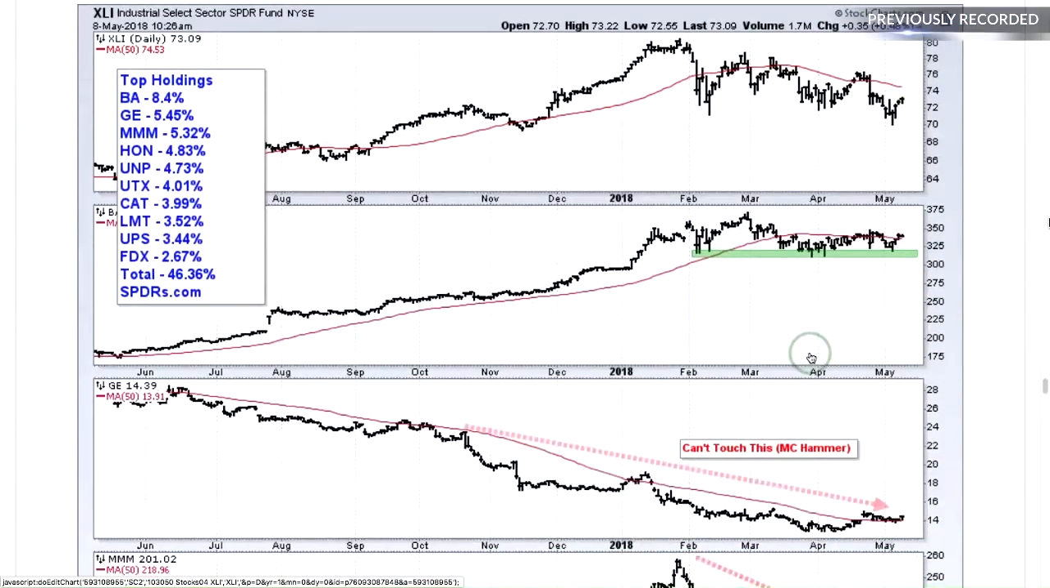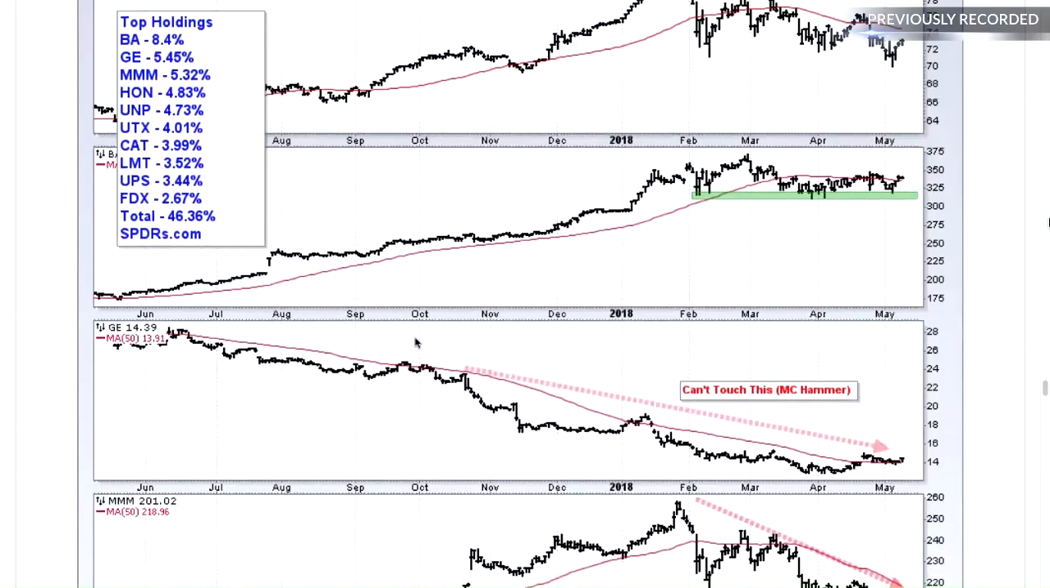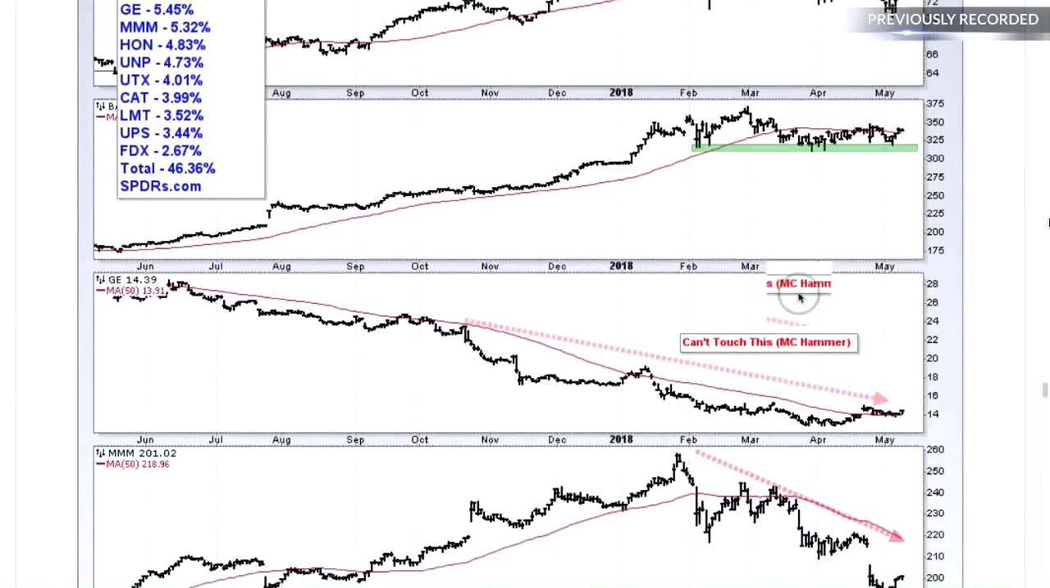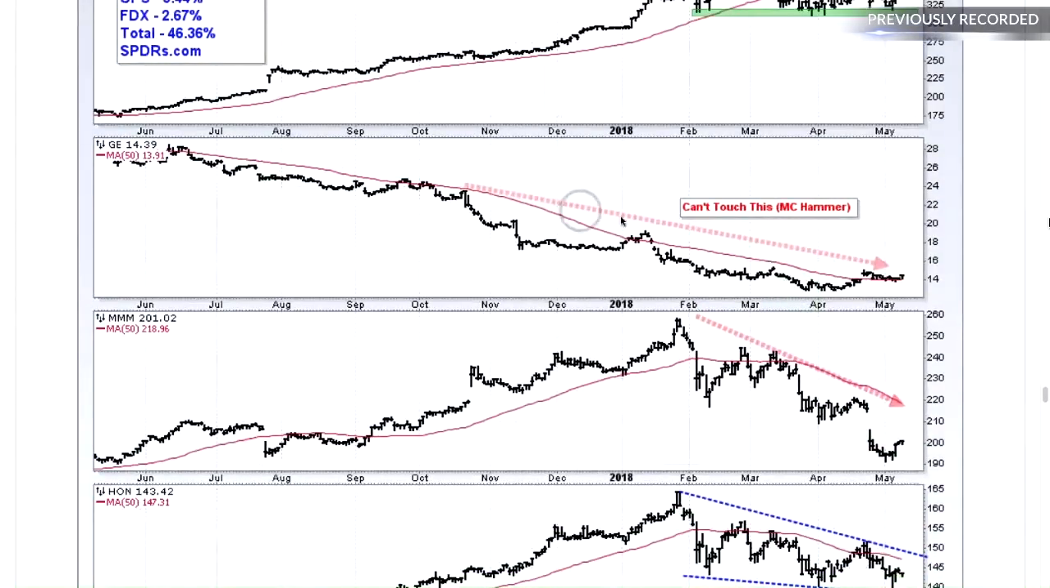But next up, we have the industrial sector. Top 10 account for 46%. All right. One of the only ones holding up is Boeing. It's at support right now, but just moving flat. But if you look at some of these other ones, you can see that General Electric, okay, maybe it's turning up, and I'm not a bottom picker. I'm not going to touch this, just like MC Hammer.